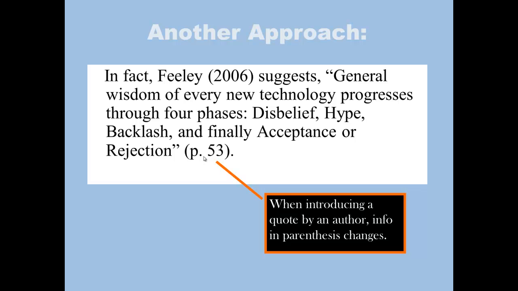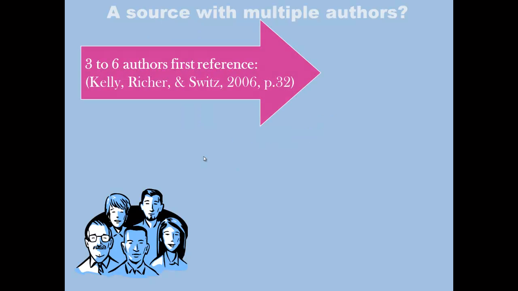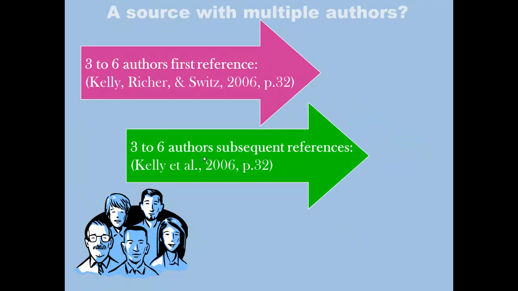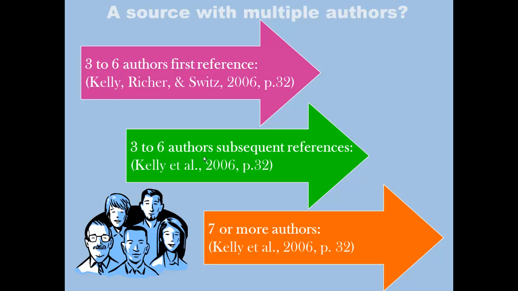When introducing an author, with the quote by the author and info in parentheses, it changes a little bit. If we look at sources with multiple authors, 3 to 6 authors, the first time that you use that particular reference, we want to put everybody's name in the in-text citation. In this case, it's Kelly, Richer, and Switz, 2006, page 32. And then the next time you reference them, it's Kelly et al., 2006, page 32. It saves you some time and some space. With 7 or more authors, you automatically go to et al., but in the reference page, they would all be listed there.